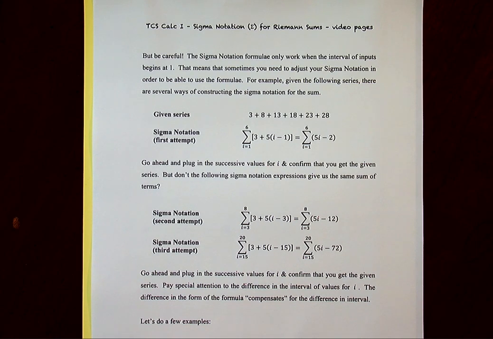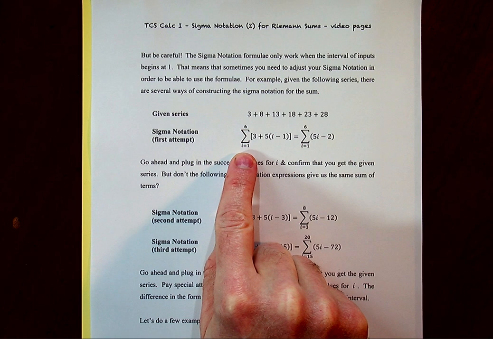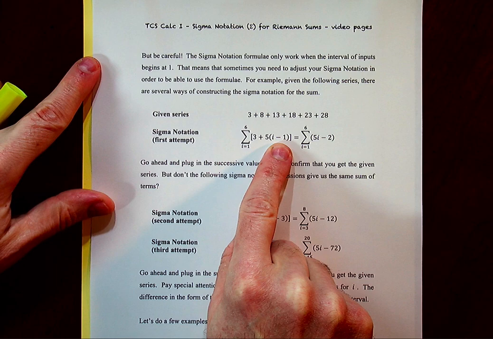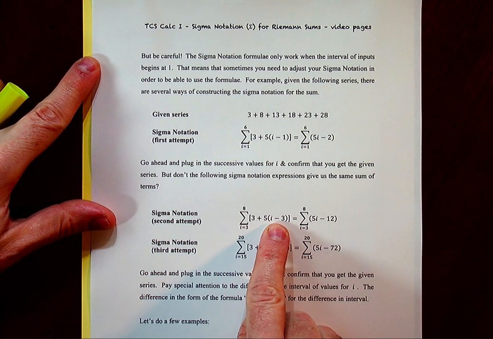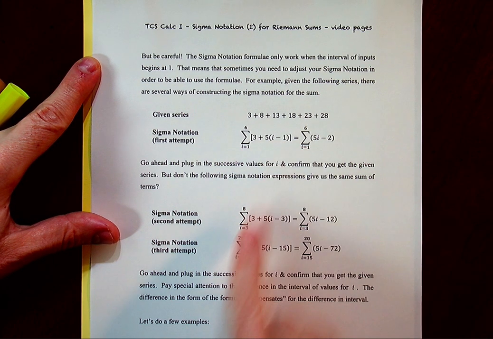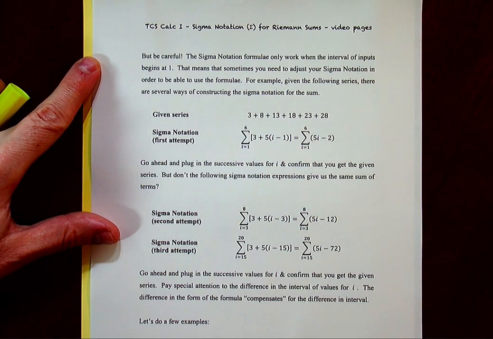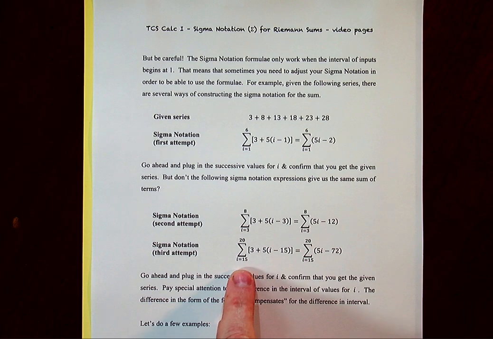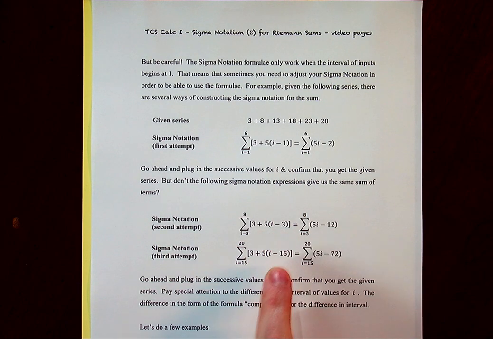But I don't advise doing this, but this will give you the same exact sum, okay? Because when I plug in 1, the i minus 1 is going to be 0, just like when I plug in 3, the i minus 3 is going to be 0. So it's almost like i minus 3 instead of i minus 1 compensates for the fact that the interval here goes from 3 to 8 instead of 1 to 6. And if I want to be absolutely ridiculous about it, I can run it from 15 to 20, and instead of i minus 1 or i minus 3, I could do i minus 15.